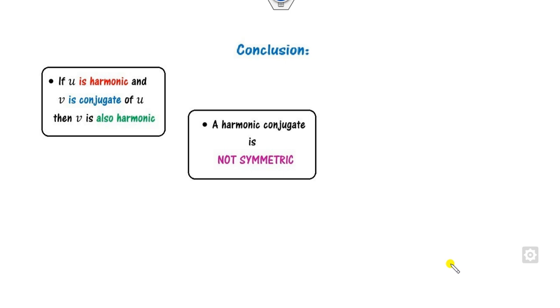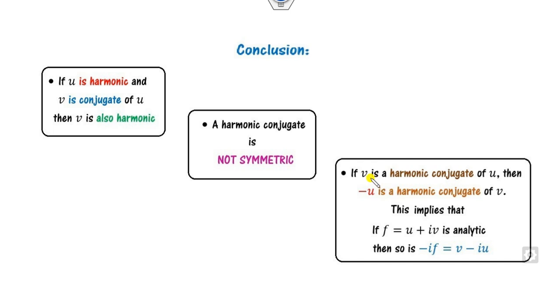Now let's see what results there are. If U is harmonic and V is the harmonic conjugate, then V is also harmonic. Harmonic conjugate is not symmetric, as I gave you the simple example. If V is the harmonic conjugate, then minus U is the harmonic conjugate. So this implies that if U plus iota V, if I multiply by iota on both sides, then you will get this is also harmonic.